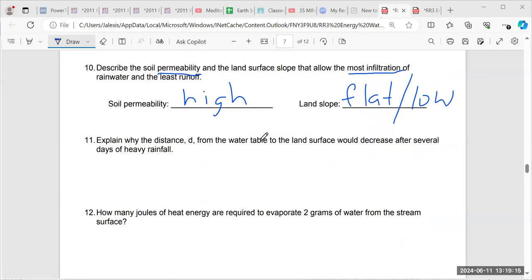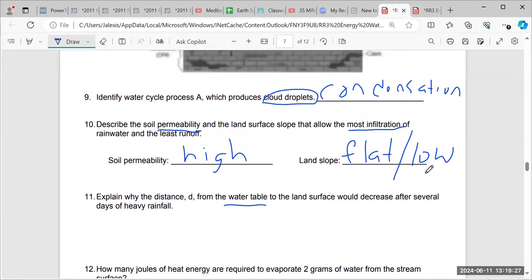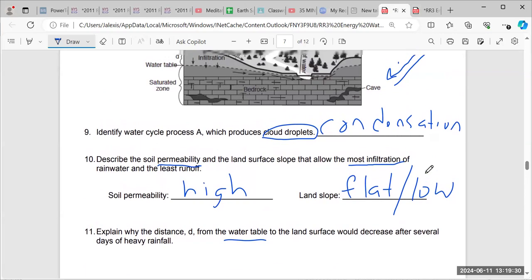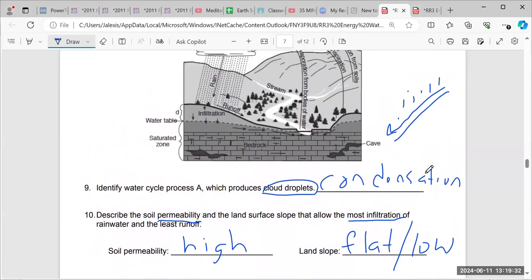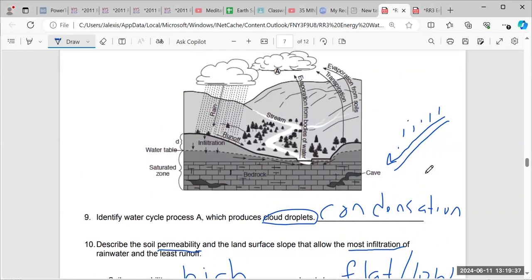All right, number 11 says, explain why the distance D from the water table to the land surface would decrease after several days of heavy rainfall. What is the water table again? Looking at the diagram, what would be the water table? Well, what does this saturated zone mean? When you see the word saturated, what does that mean?